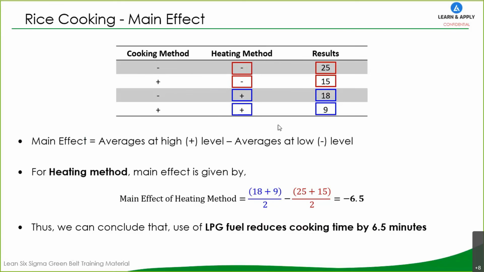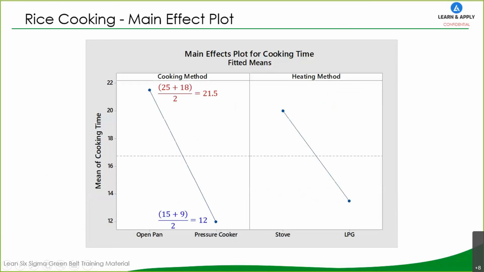Now go to the next term. If you go to the graphical representation of it, the main effect plot, you can see it is represented by this. If you use the open pan, the cooking time will be 21.5 minutes. If you use the pressure cooker, the cooking time will be 12 minutes. Similarly, if you use the normal stove, your cooking time will be 20 minutes. And if you use the LPG, your cooking time will be 13.5 minutes.